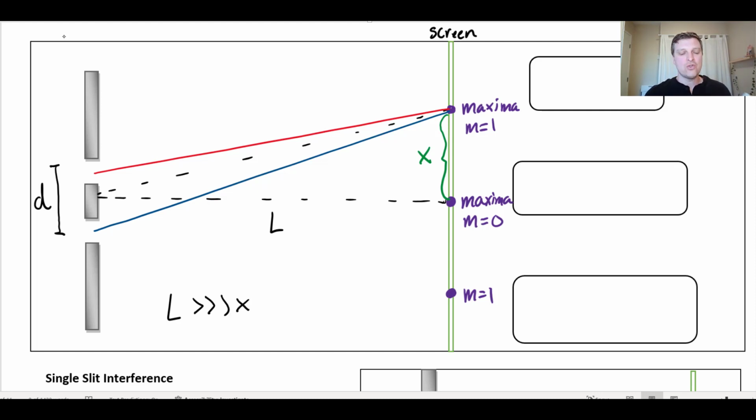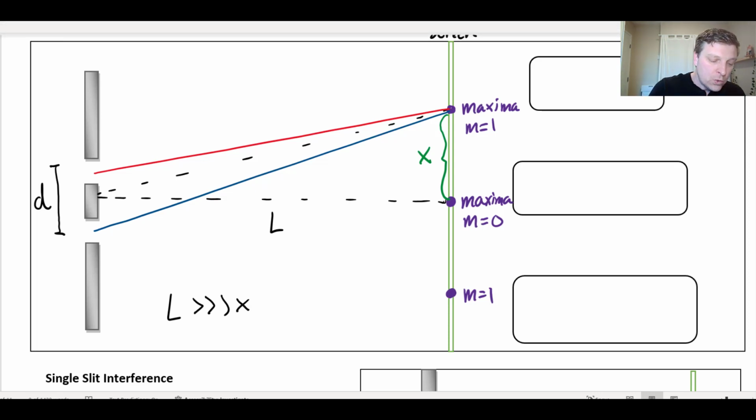Okay, so the way I've drawn it kind of looks like L and X are reasonably similar in size, but they're not. I would need to project this on a screen several meters away, and then I might notice a separation of X on the order of millimeters, depending on the wavelength of the wave that I'm using and so on. But just for the purposes of this drawing, I've compacted it a little bit so that we can see it better.